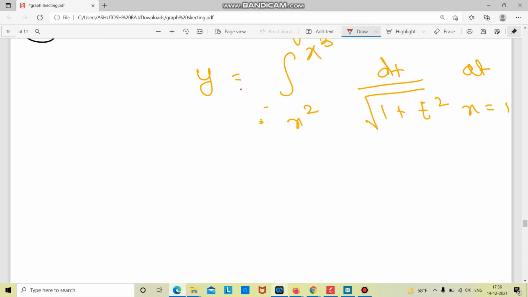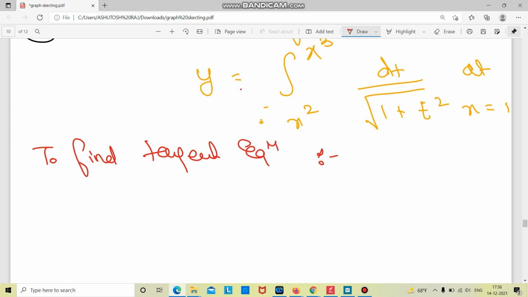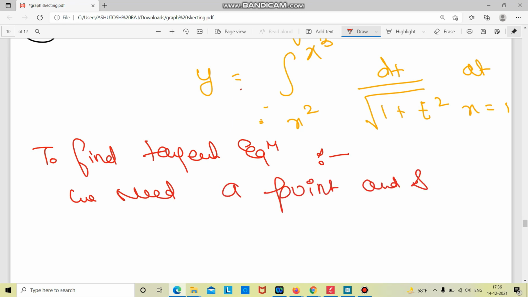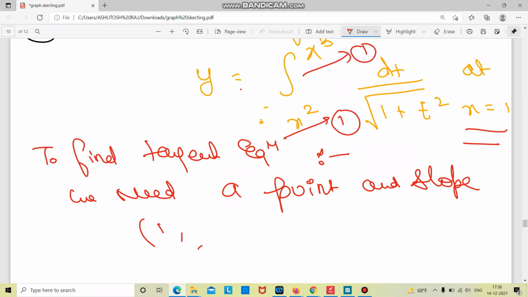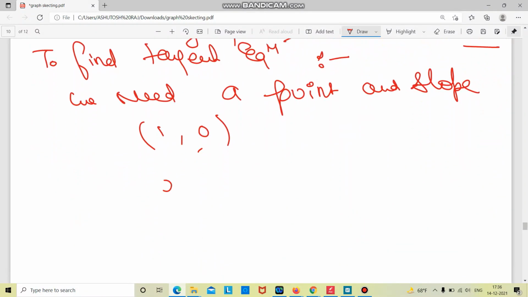So firstly, to find the tangent equation, we need a point and slope. The point is given: when we put x equal to 1, then x square is 1 and x cube is also 1. So y is the integration from 1 to 1, so y would be 0 at x equal to 1. 1 comma 0 is the point, and slope we can calculate by differentiation.